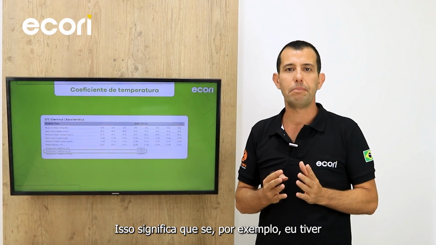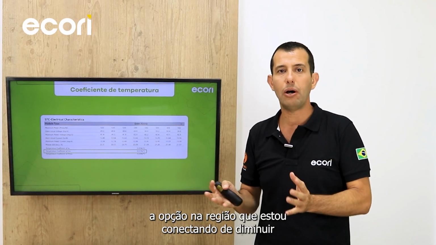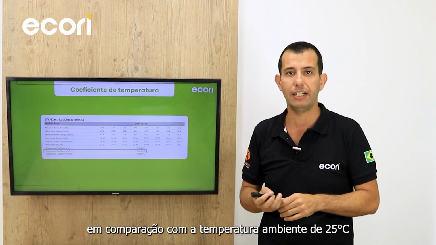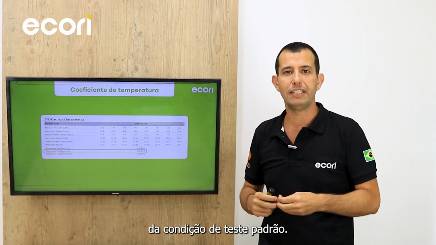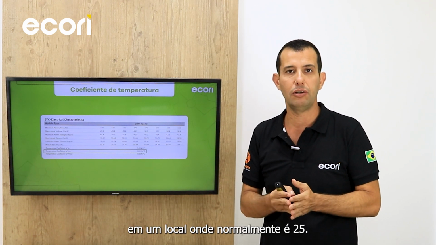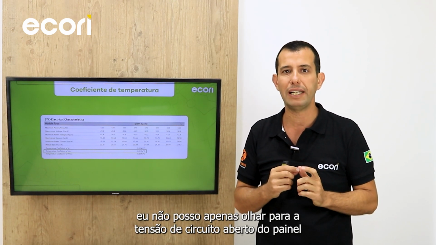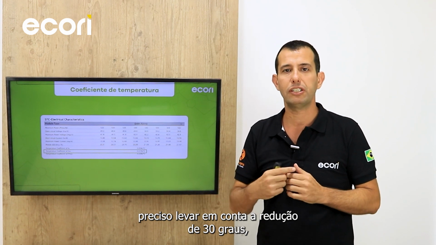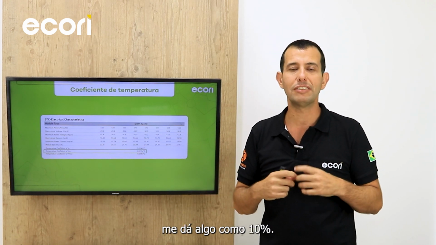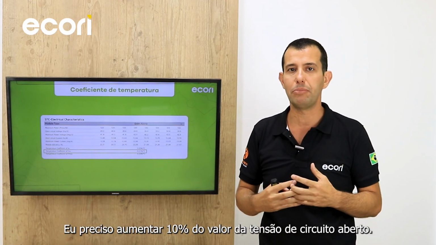That means that if, for example, I have the option in the area I'm connecting to go down in something like 20-30 degrees compared to the typical 25 degrees room temperature of the standard test condition. For example, I can go to minus 5 degrees in a location where it's typically 25. I cannot just look at the V open circuit of the panel. I need to take into account a reduction of 30 degrees. 30 degrees times minus 0.31 gives me something like 10%. I need to add 10% to the number of the V open circuit.